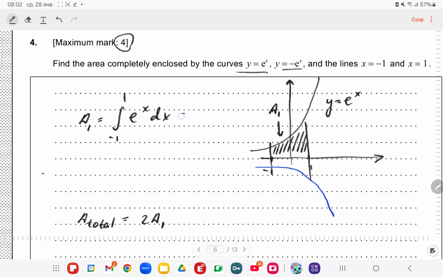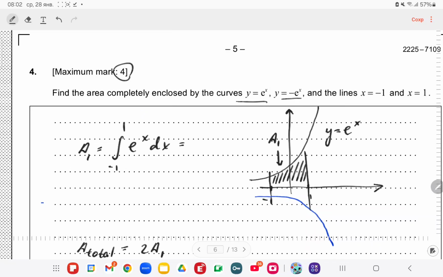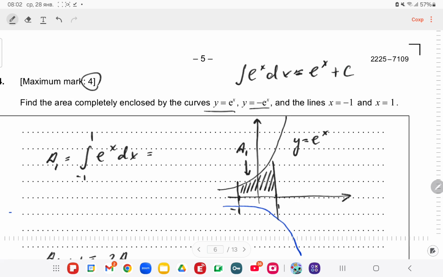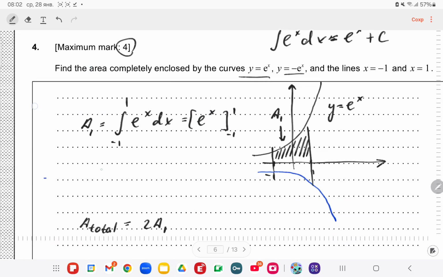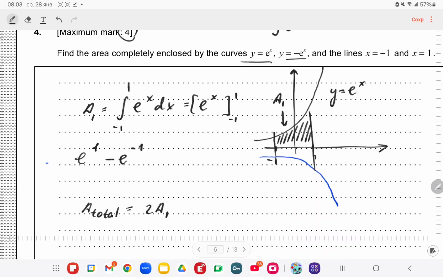Okay, now let's solve it. So e to the x, what's the integral? If you use the formula booklet, you will see that the integral of e to the x is equal to e to the x plus c. But we don't need c because it is a definite integral, right? So the answer here is e to the x with the boundary from -1 to 1. So now we have to plug in 1 first and subtract e to the power -1. So it is the area of a1.